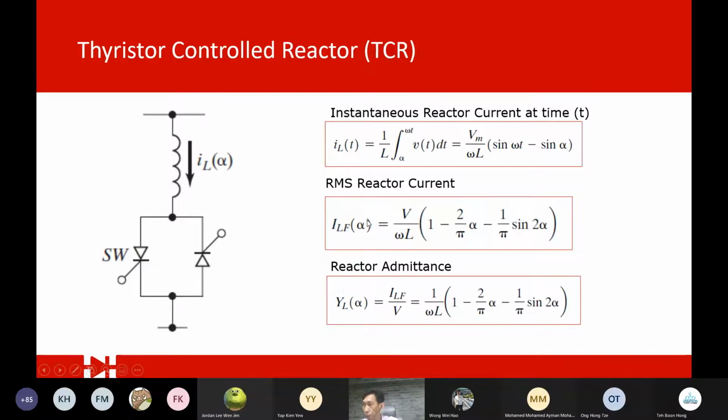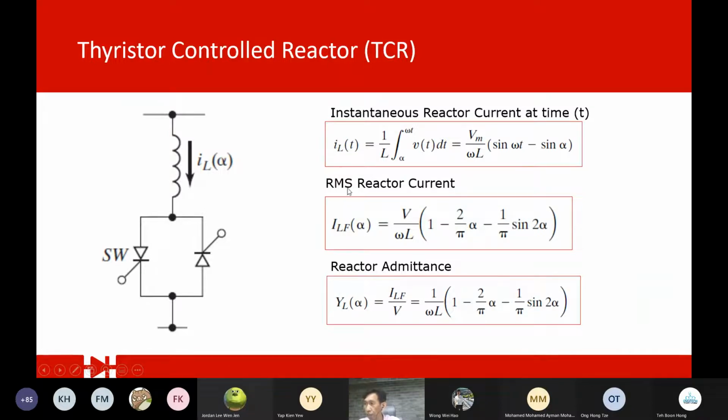Now there are three equations here. The first equation is the instantaneous reactor current. That is Vm, which is the peak voltage, divided by omega, which is 2 pi f of the line frequency, multiplied by the reactor L, which is in Henry. And then of course you have sine omega t, where t is the time in seconds, minus sine of your firing angle alpha. So you will get the current at that particular point of time t.